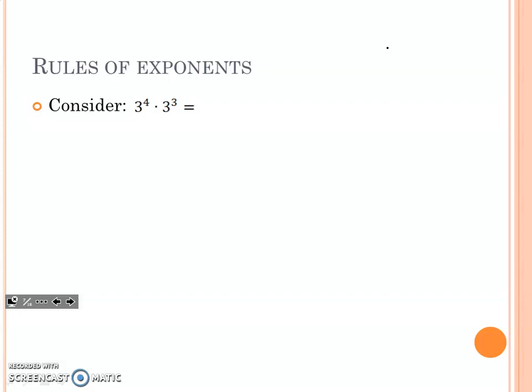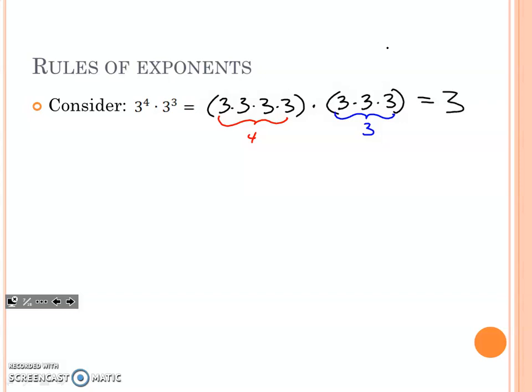For this problem, if I have 3 to the 4th times 3 cubed, we're going to write this in expanded notation. 3 to the 4th is really 3 times 3 times 3 times 3, there'd be 4 of those 3's, times a 3 cubed. A 3 cubed would be 3 times 3 times 3, there are 3 3's in that case. That would equal 3 to the 1, 2, 3, 4, 5, 6, 7. That equals 3 to the 7th power.